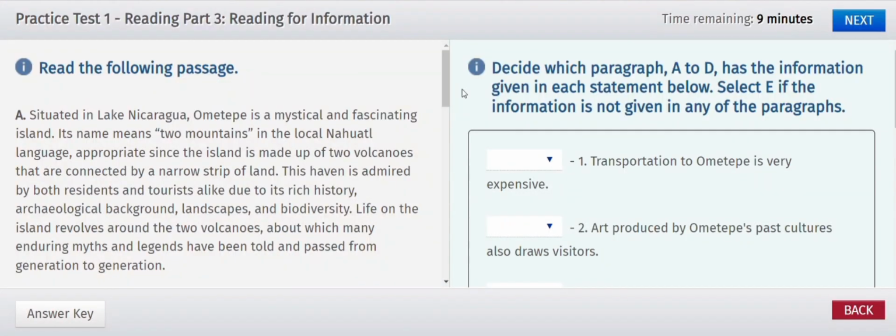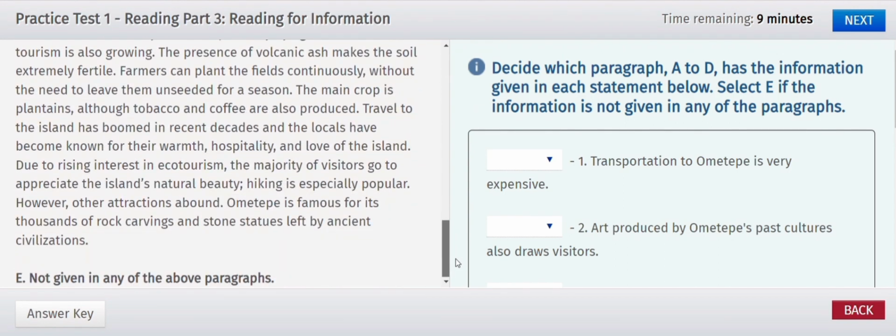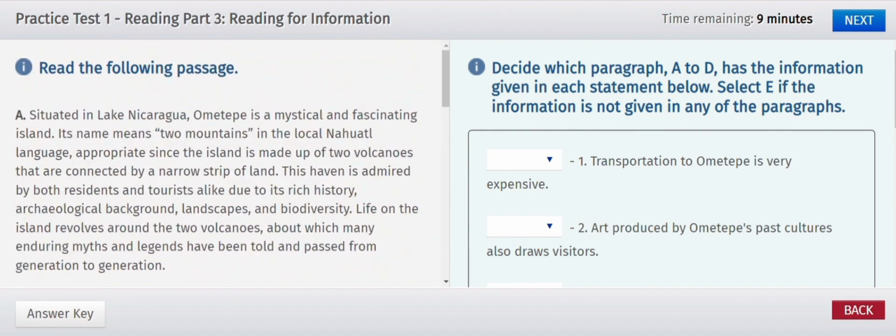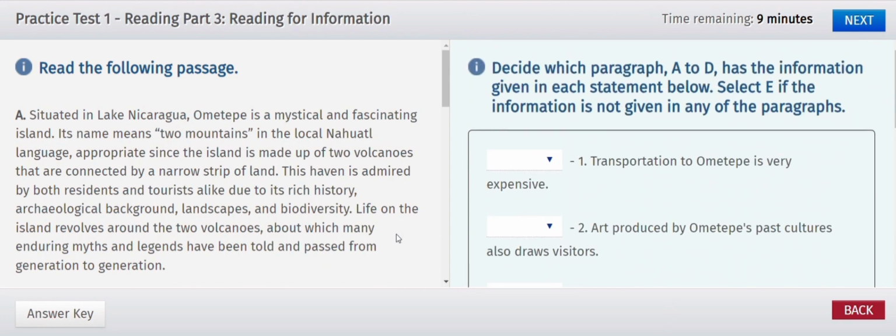CELPIP Reading Task 3. Can we use keywords to find the answer, or how can we use keywords to find the paragraph in which the statement is there? So on the screen you can see the reading task 3. On the left side we can see 4 paragraphs which are named A, B, C and D, and then there is E. And on the right side you can see 9 statements. We have to match between the statement and paragraphs.